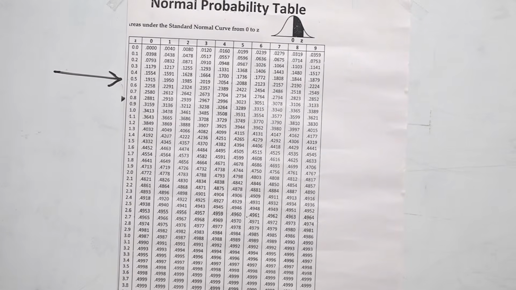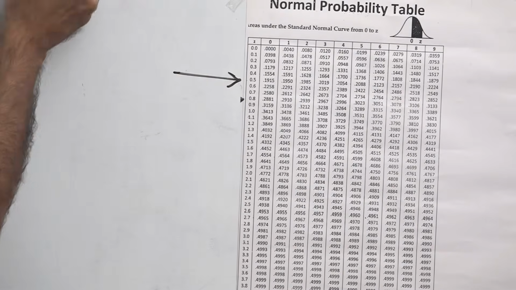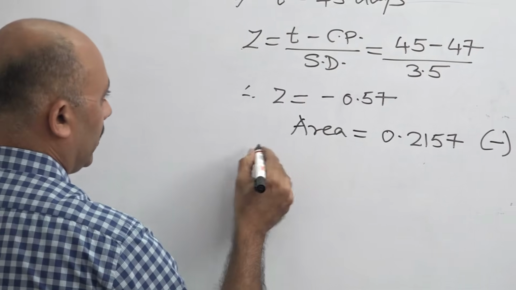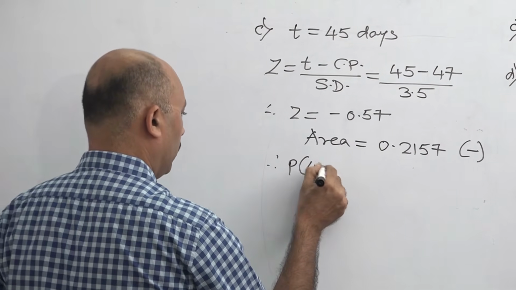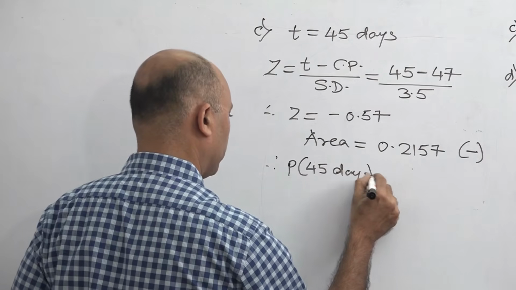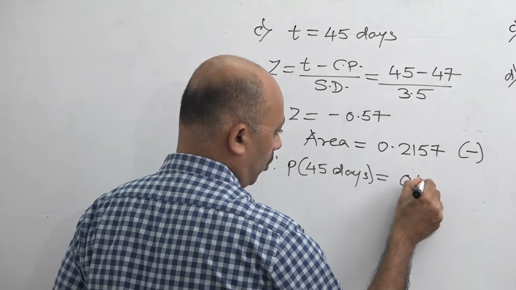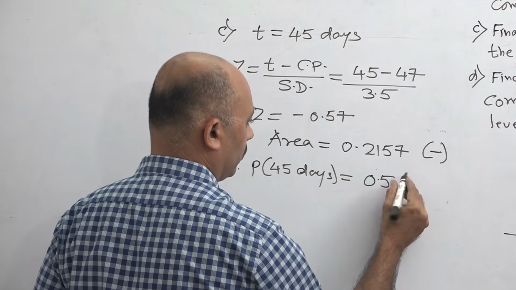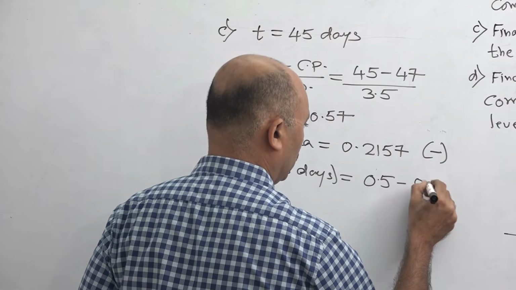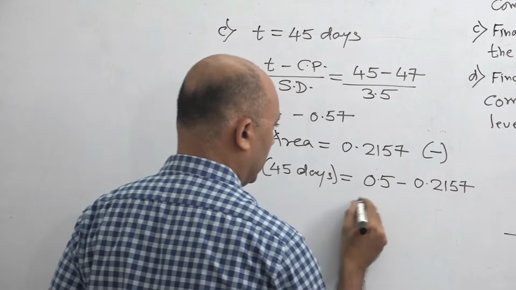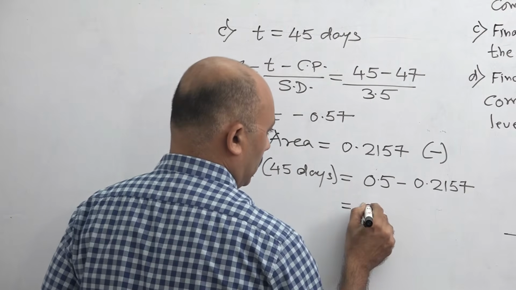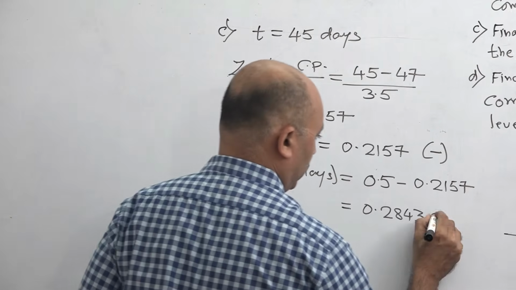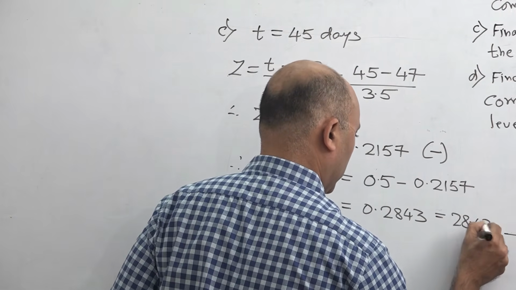So area is 0.2157. But the sign has to be negative because the Z is negative, so there will be a subtraction. Therefore, P of 45 days: the original probability of the critical path is 0.5, and now this Z is minus, so the area is minus. So we will subtract: 0.5 minus 0.2157 will be 0.2843, or in percentage terms it will be 28.43%.